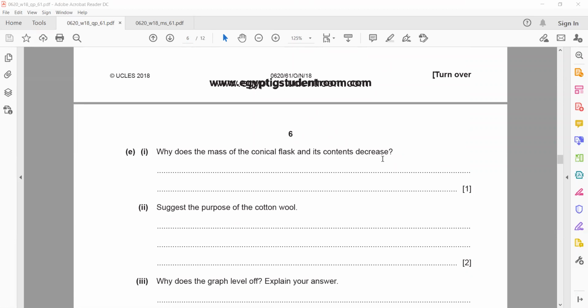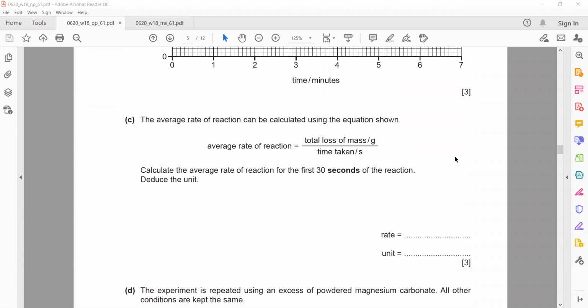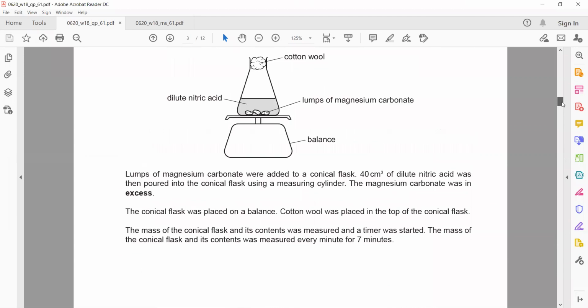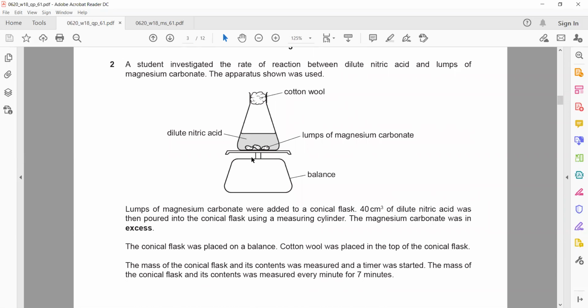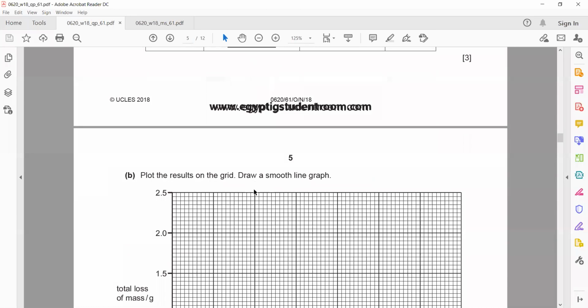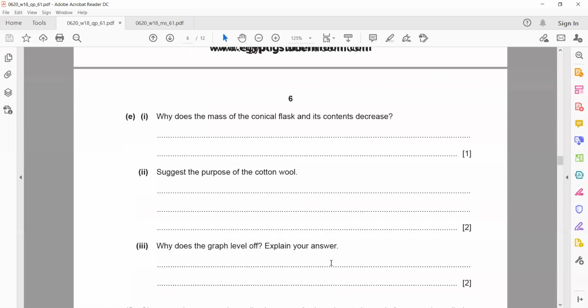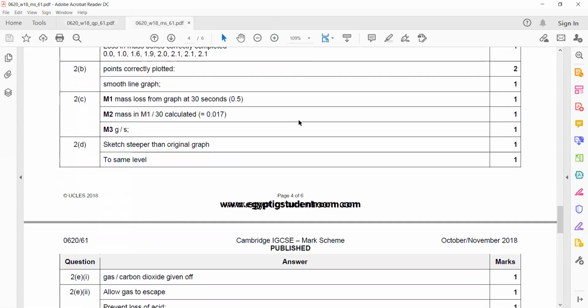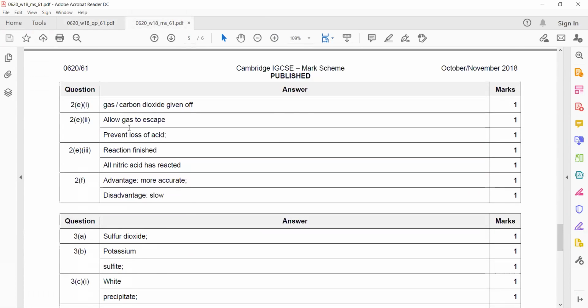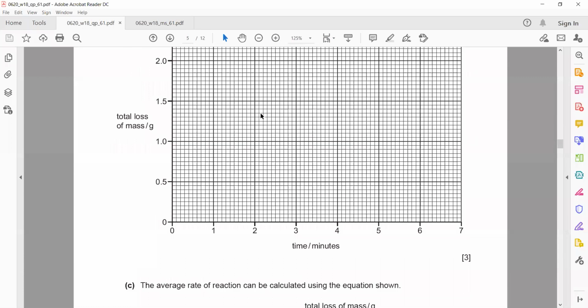Why does the mass of the conical flask and its content decrease? What is the reason why the mass decreases when we place this conical flask on the balance? Because when magnesium carbonate is reacting with acid, it is giving off carbon dioxide. So it releases a gas from the content of the flask, and that's why the content mass is decreasing.